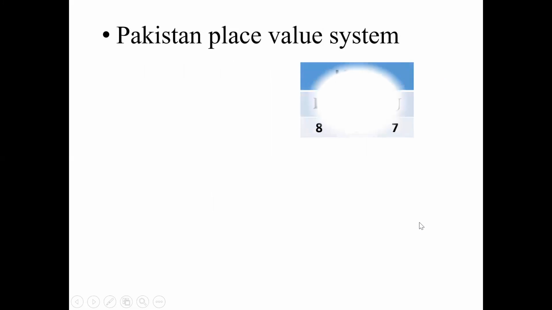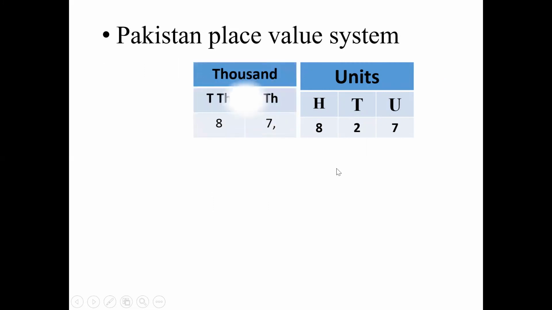3,607,827. Then you will have the Pakistani place value system. In the Pakistani place value system, the first house is the unit house, the second house is the 1000 house consisting of 2 rooms, and the third house is the lakh house, and now it is complete. The 7th digit is 10 lakh.